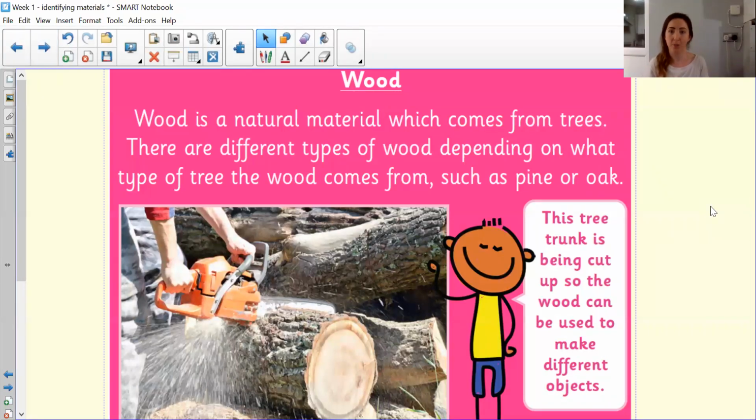So wood. Wood is a natural material which comes from trees. There are different types of wood depending on what type of tree the wood comes from, such as pine or oak. So this tree trunk is being cut up so the wood can be used to make different objects.